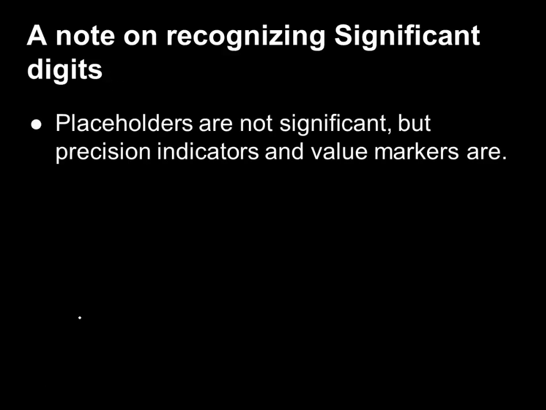So let me give an example. Okay, so why wouldn't everything be significant? Sometimes we are just locating where the number should be. Like if I have something that's only 10 centimeters long, that's the same thing as saying 0.1 meters. Or if I had something that was 1 millimeter long, that's the same thing as 0.001 meters.